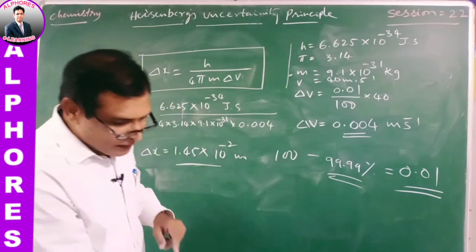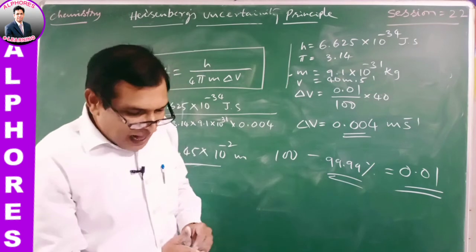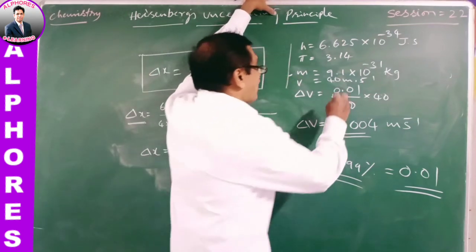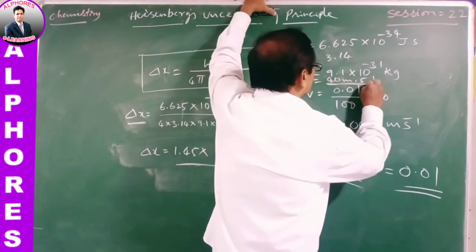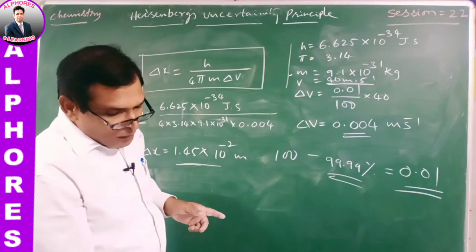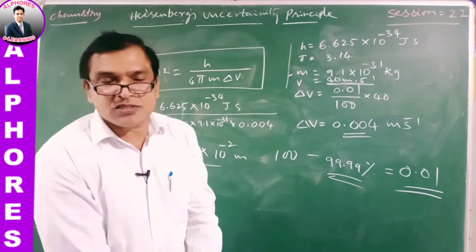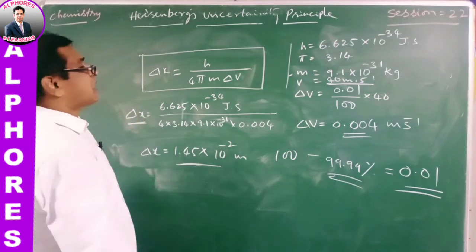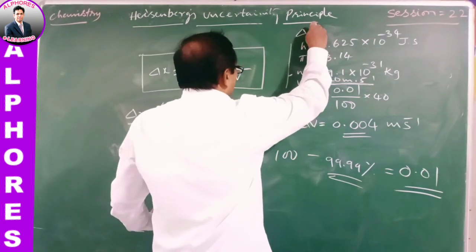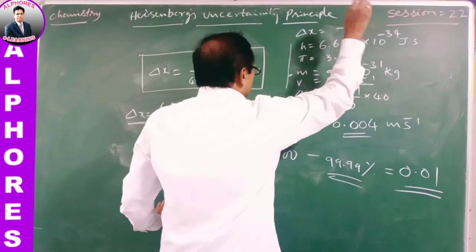Once again, the problem is the numerical. Once again I read it. An electron has a speed of 40 meters per second. So the electron is traveling with a speed of 40 meters per second. And what is the uncertainty in its location? That means the uncertainty in its position, delta X, we have to find out.